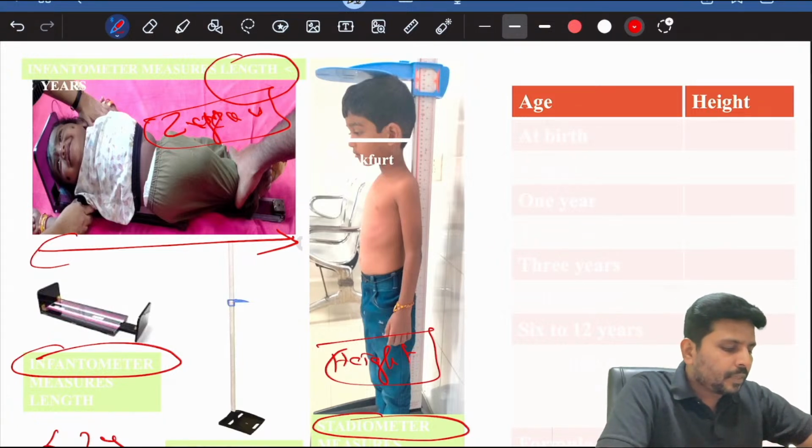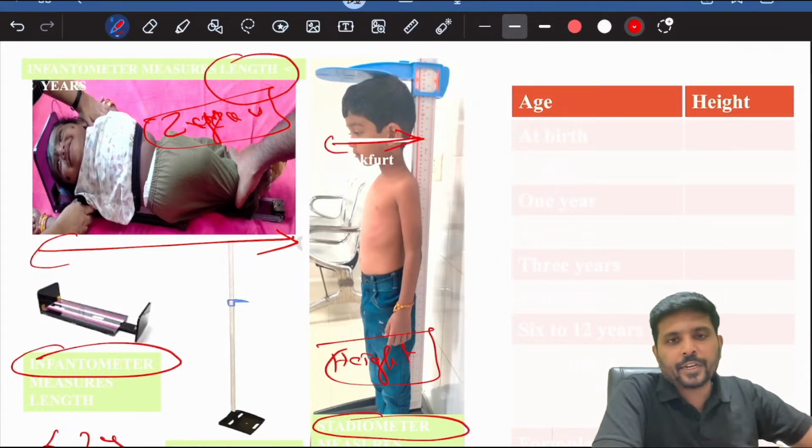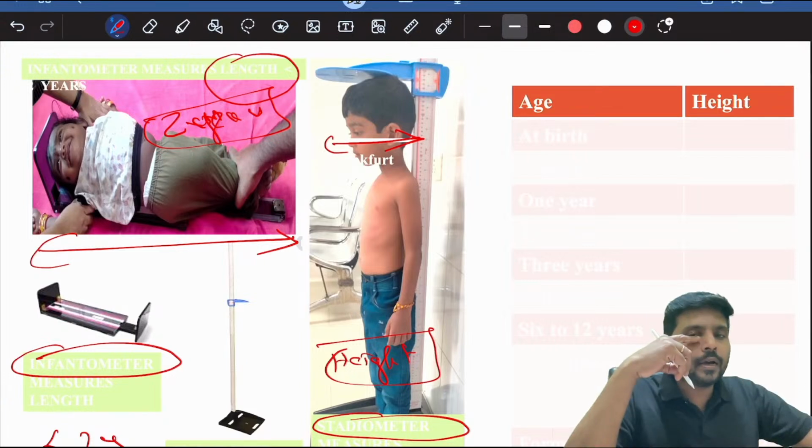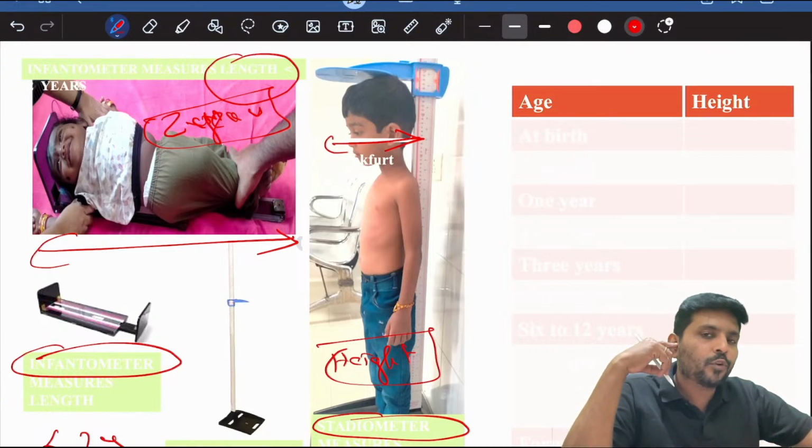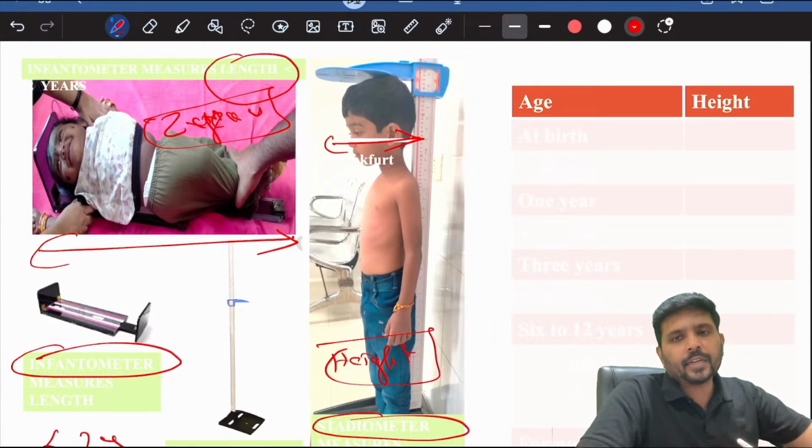Remember, the Frankfurt plane should be in a straight line. That is the line joining the floor of the ear canal to the floor of the orbit. That should be in a straight line.